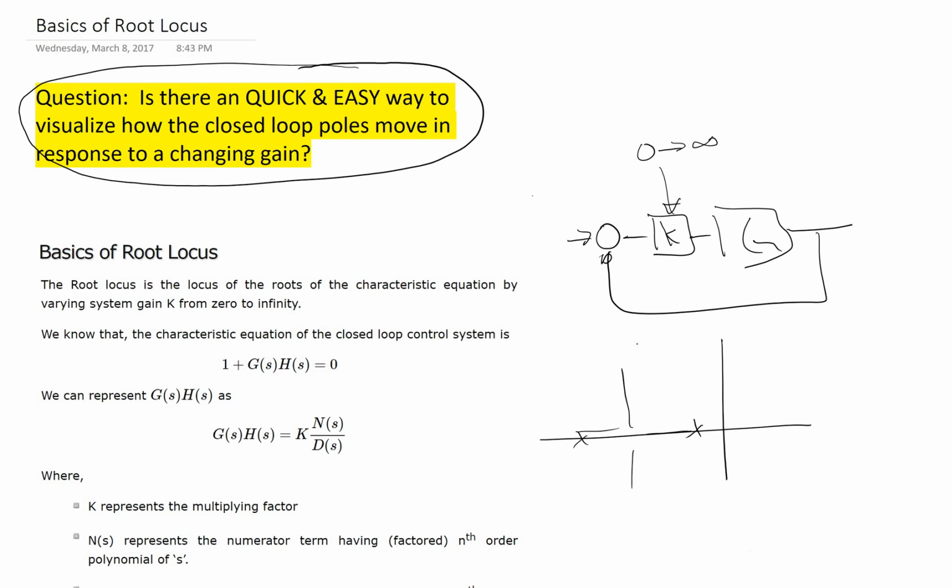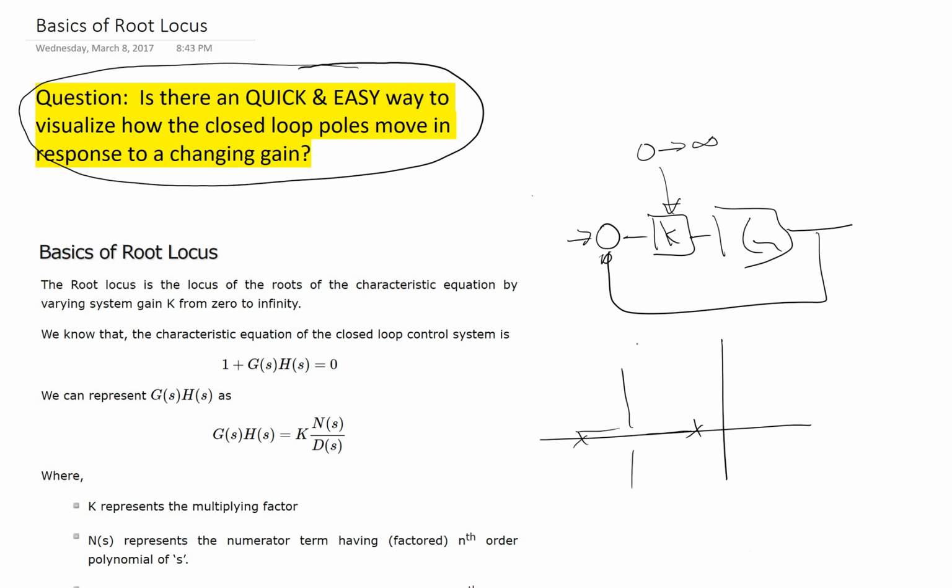Because as we know, if we know where the closed loop poles are in the S-plane, then we know what kind of response to expect. So ultimately, we would like to not only know where they are, but also know how we can move them around to get the response that we want.